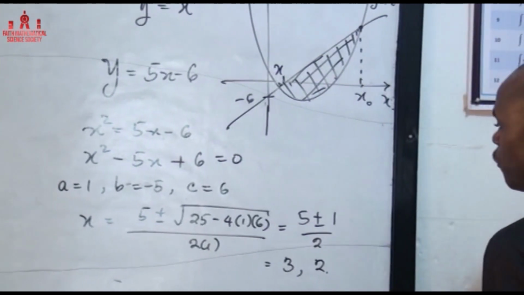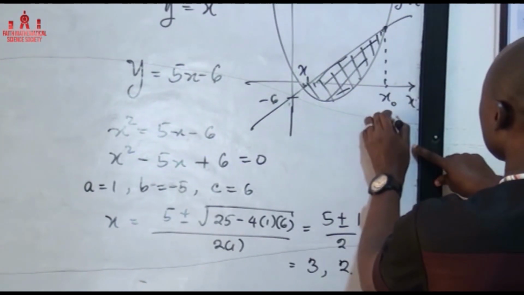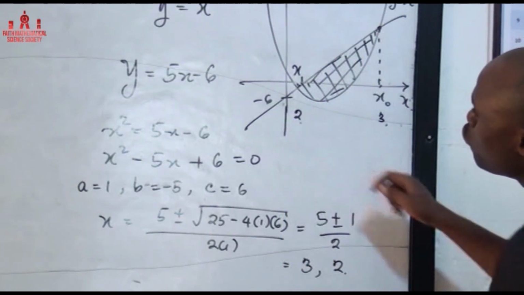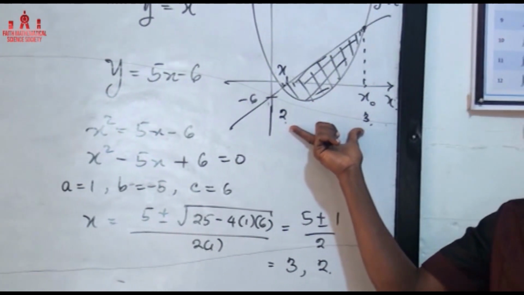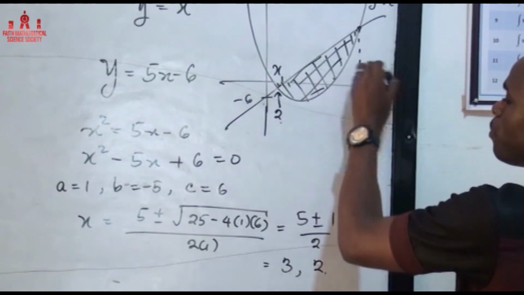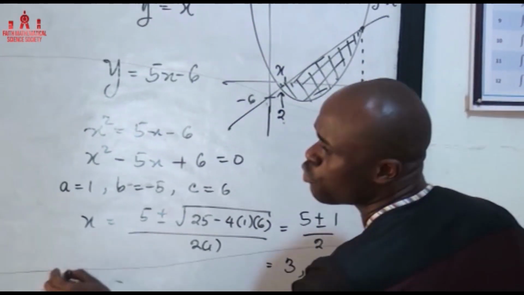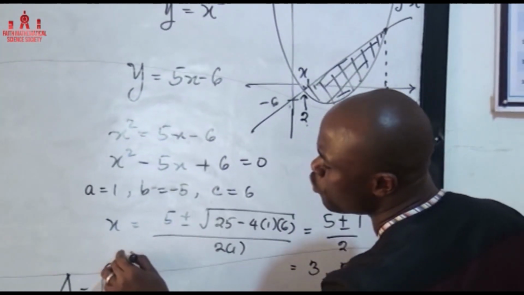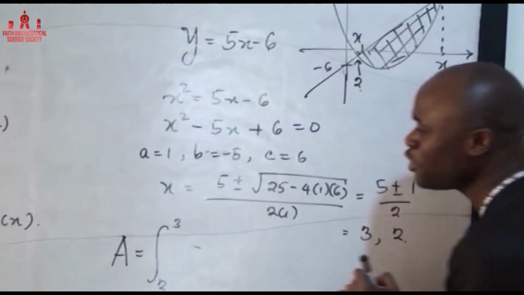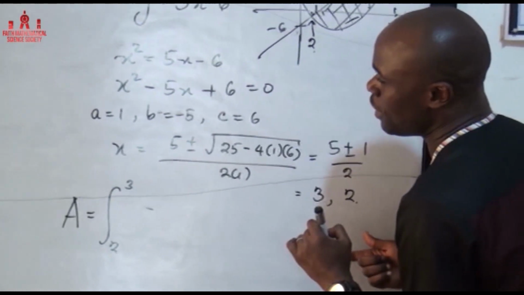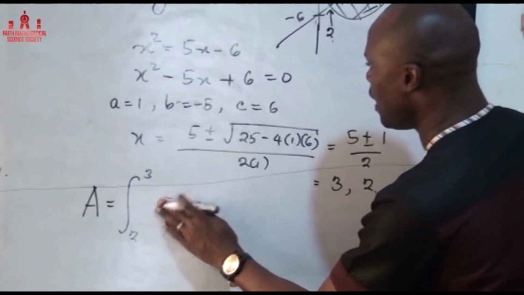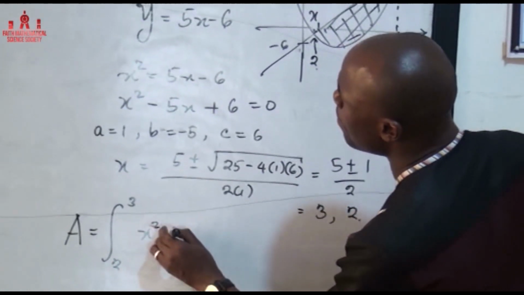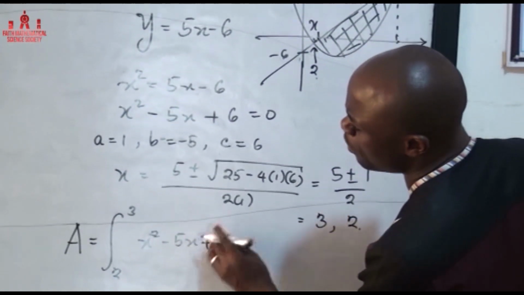So it's very obvious that this point is going to be 3, and this point is going to be 2. So you see the very interesting part there. This point is this, and this point is this. So all I need to do is to find the area. The area now will be from where? From 2 to 3, and I have my f of x as this, and so it's going to be x squared.